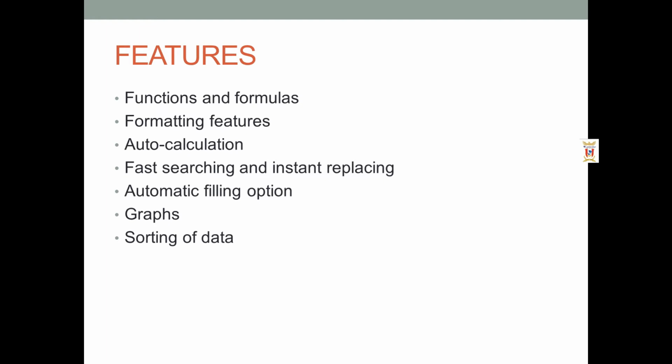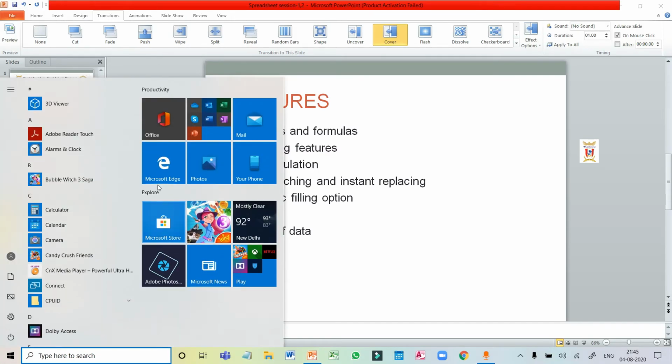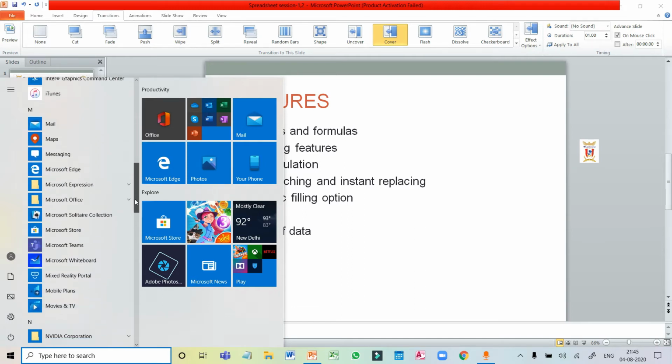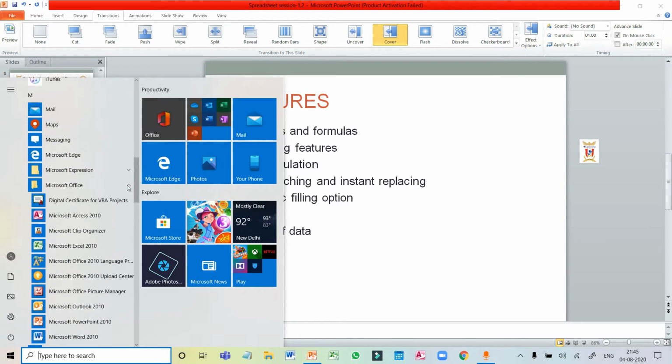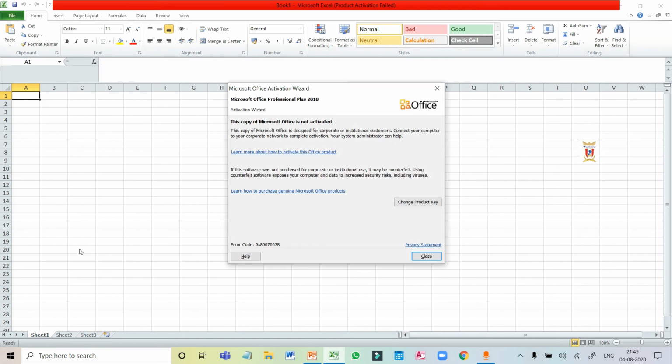So the next topic is starting of MS Excel. So to do that, go to the start button, then all programs will appear. Go to Microsoft Office and select Microsoft Excel 2010. This is how you start your MS Excel.